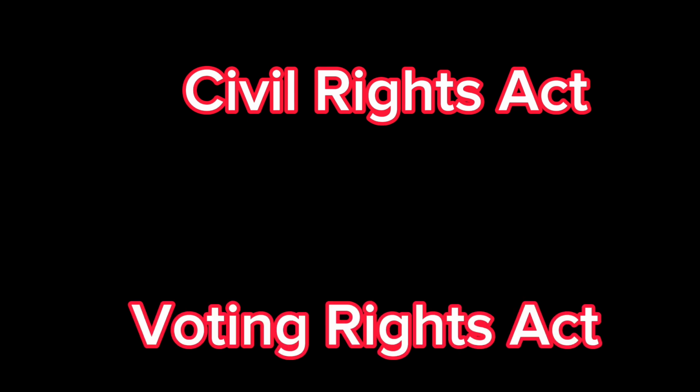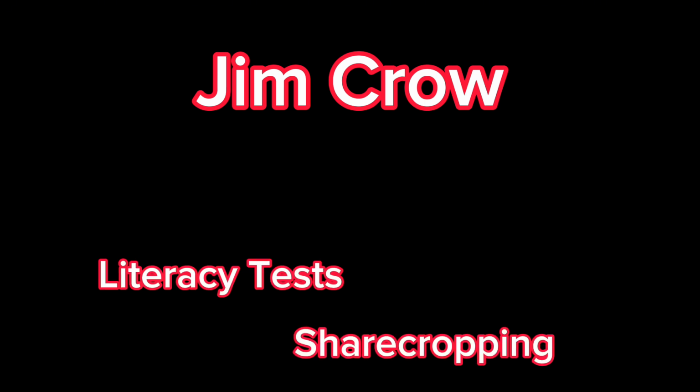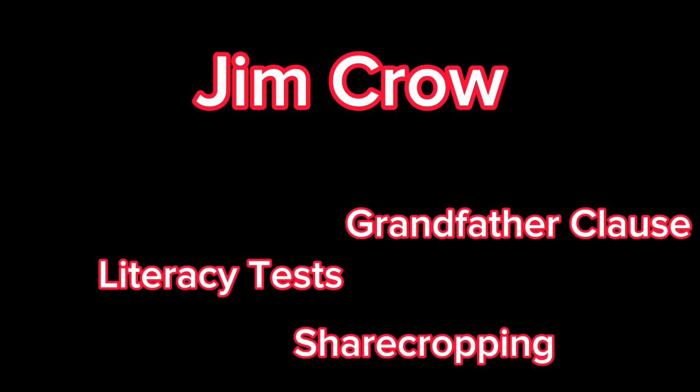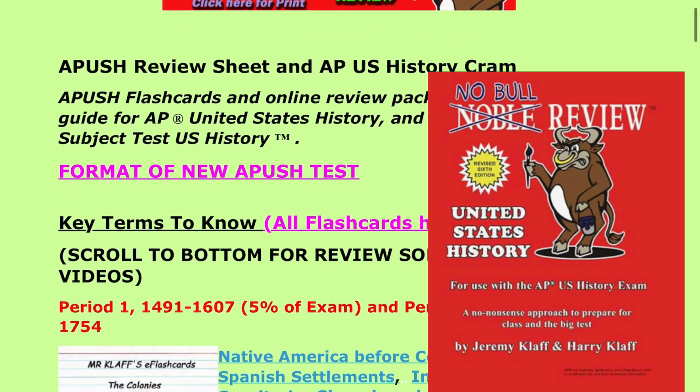The Civil Rights Act of 1964 and the Voting Rights Act of 1965 were key legislations during the Civil Rights era. And number 1, Jim Crow laws during Home Rule. Also during that period, know about literacy tests, grandfather clauses, and sharecropping, all of which took away the rights of African Americans.